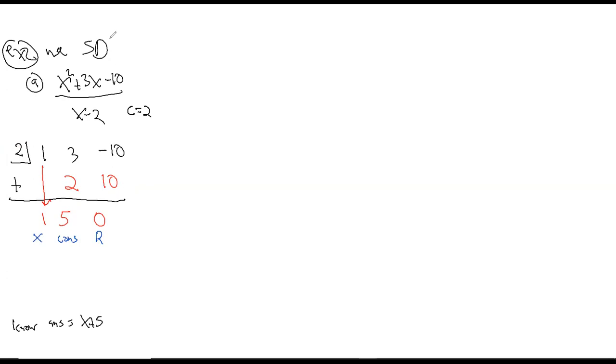So that says that our answer is 1x plus 5. And then if you go plus 0 over the denominator of x minus 2, once again, we don't really need to see that part. We don't need to see the 1 in front of it. We get x plus 5. And guess what? That is the same as what we got before.